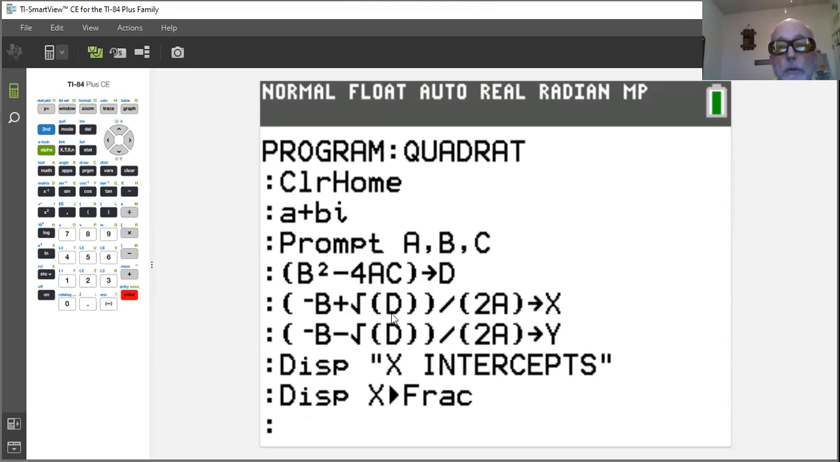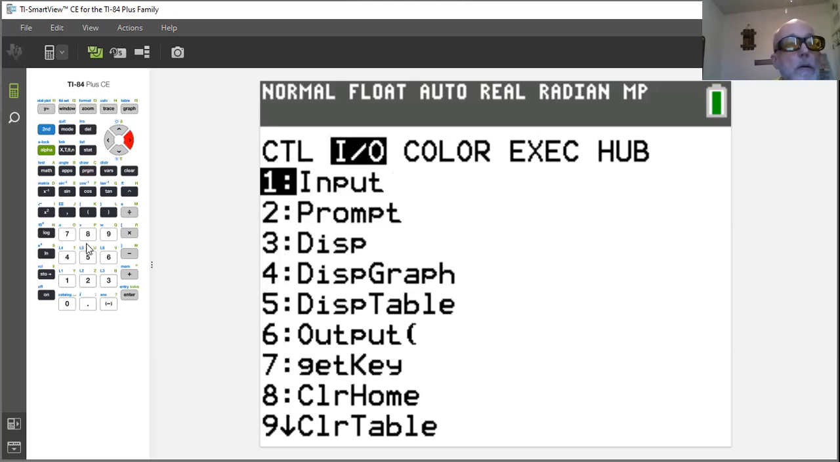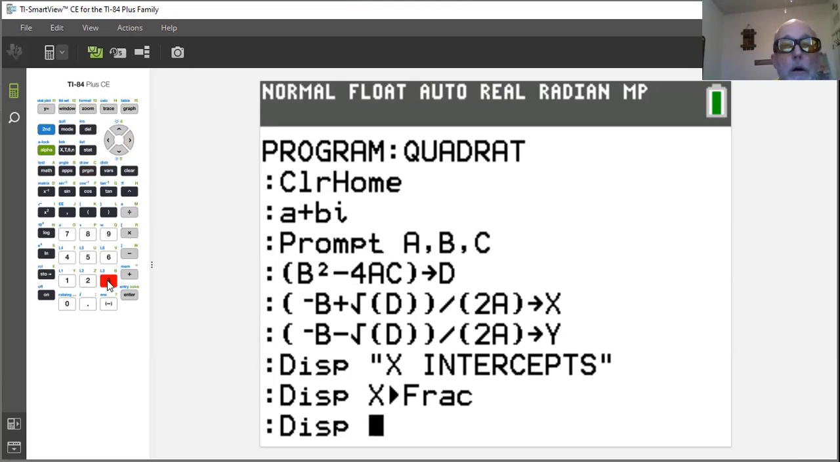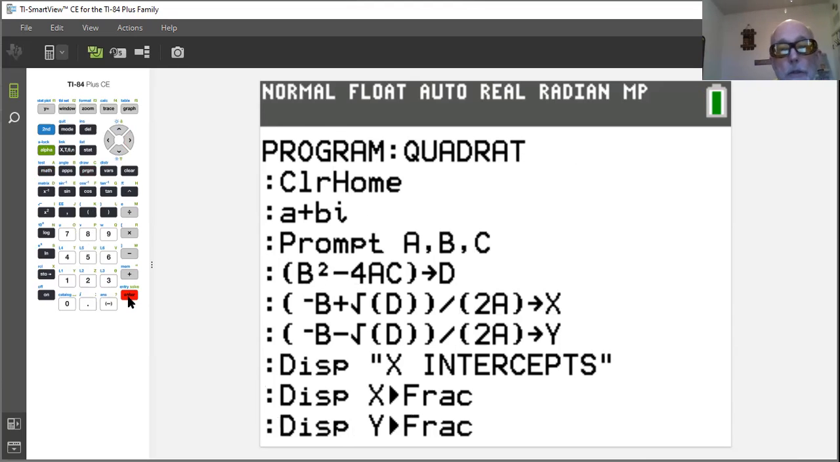And the other answer was in y, remember? So let's do it again. So program, kaboom, kaboom, kaboom, display, which is 3. And then y, which was alpha 1. And then math, and then fraction, because that's what we want. We want a fraction. If it's going to give us a fraction, that's what we want. And then I believe we'd be done.